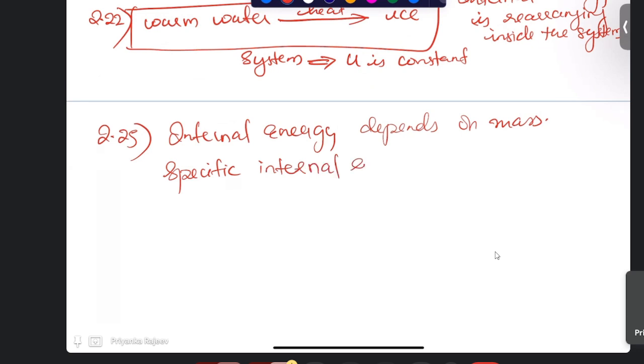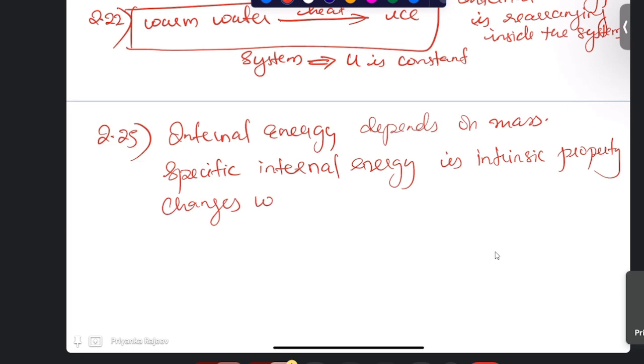Specific internal energy is an intrinsic property, changes with material. Okay, so for steel it will be one value, for wood it will be another value. So that is how it will be.